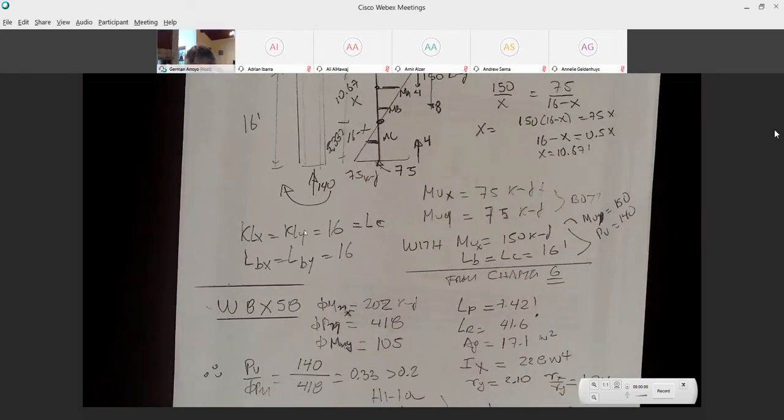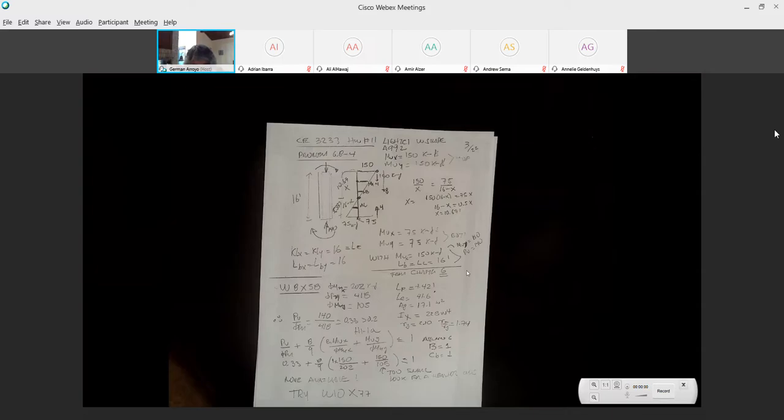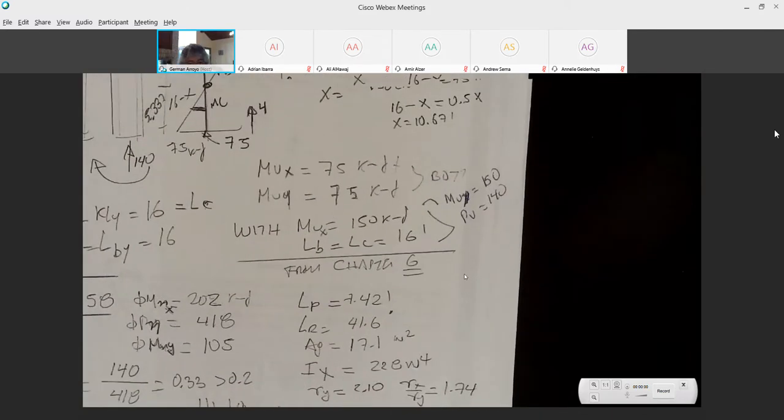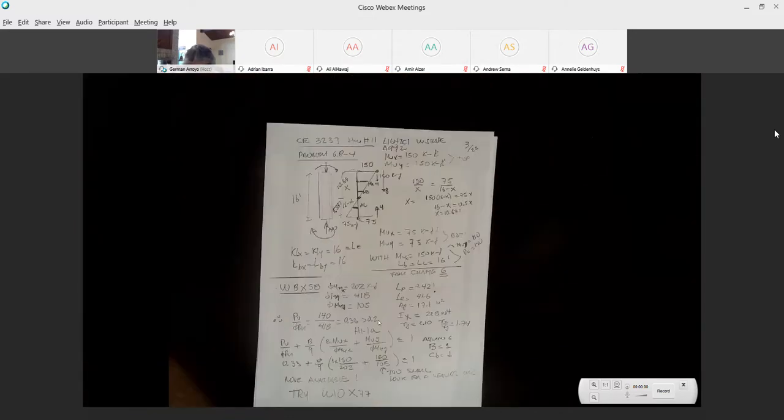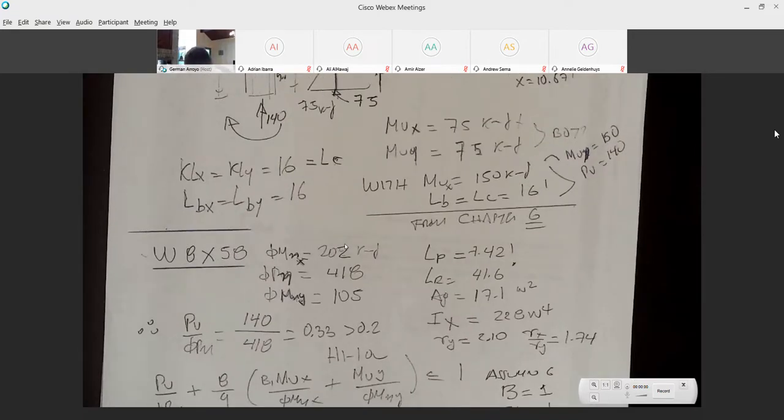KLX, KLY, 16, that's L to C. L to BX, L to BY, 16. And so you go to chapter 6 with M to UX, L to B or L to C, and M to UY and PU. So the very first section that I tried, I went and I tried W8 by 58.